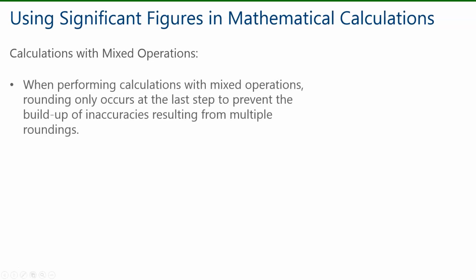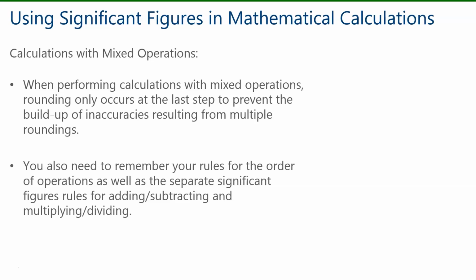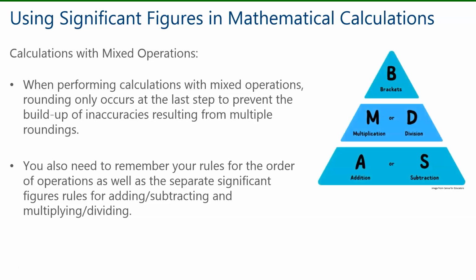When performing calculations with mixed operations, rounding only occurs at the last step. This is to prevent the buildup of inaccuracies resulting from multiple roundings. Also, you need to remember your rules for the order of operations, as well as the separate significant figures rules for adding, subtracting, and multiplying and dividing. Recall that the rules for the order of operations are brackets first, followed by multiplication or division as they fall in order, and then addition or subtraction as they fall in order from left to right.